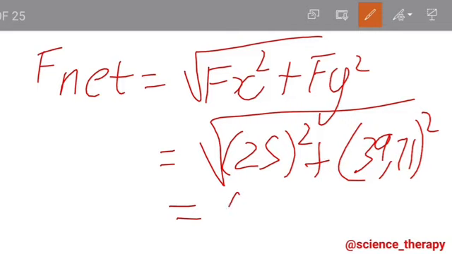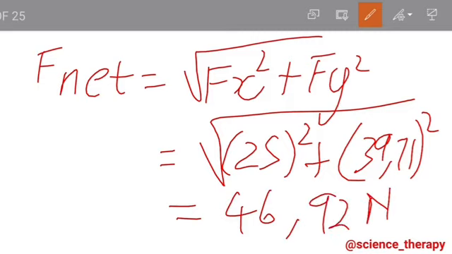Now we have 46.92 newtons. And that's your resultant force.